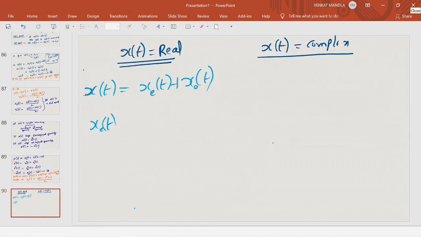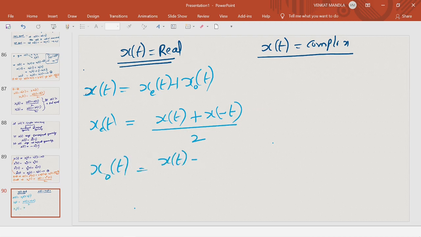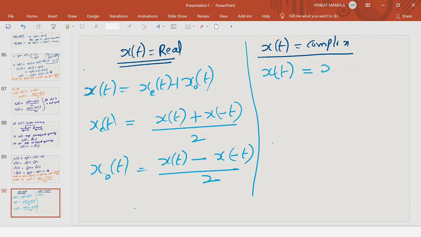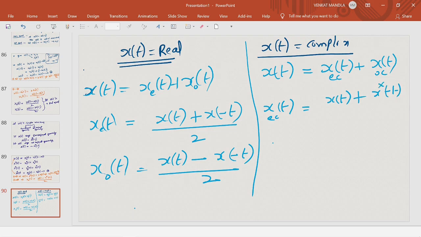From this I got its even part equal to x of t plus x of minus t by 2, and its odd part is x of t minus x of minus t by 2. And if x of t is complex, I can write x of t as its even conjugate part plus its odd conjugate part. So what is its even conjugate part? X of t plus x of minus t, just put a conjugate, right? The odd conjugate part, xoc of t, equal to x of t minus x conjugate of minus t by 2.